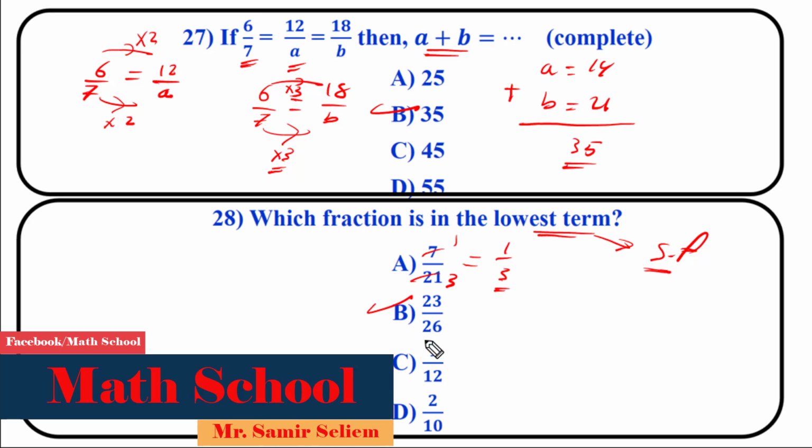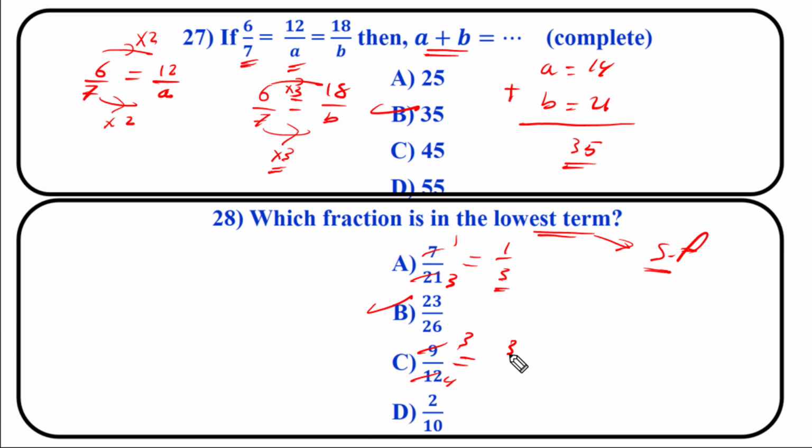If you look at C, 9 and 12, we can simplify. Dividing by 3 equals 3, dividing by 3 equals 4, so it will be 3 over 4. So 9 over 12 is not in the simplest form. In the same way, 2 over 10 has a common factor, which is 2. It will be 1 over 5. Now guys, all these fractions are not in the simplest form except one, which is 23 over 26.